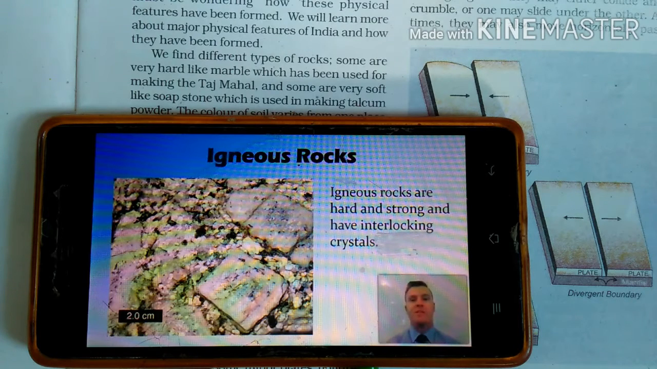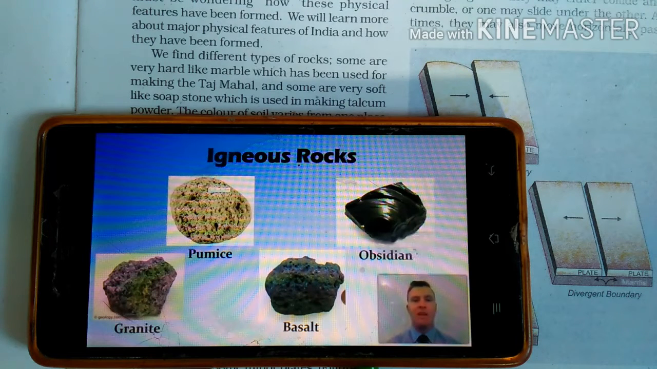Now these rocks have different properties based on how they formed. Some of the properties of igneous rocks are that they're strong and hard, and more importantly, they have interlocking crystals. The reason they have interlocking crystals is because when that molten rock cooled, these crystals grew. So because it all formed at the same time, these crystals interlock with each other. Some examples of igneous rocks include pumice, basalt, obsidian, and granite. And the thing that matters here is the minerals that are in that molten rock when it cools, as well as how quickly that molten rock cools.